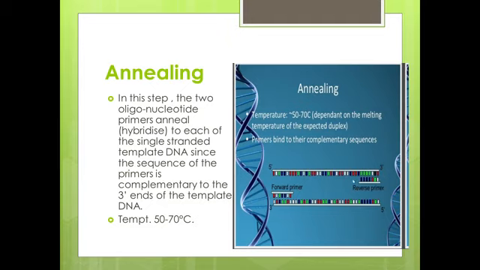Number second step is the annealing. So during annealing, what happens is that the temperature is now lowered. Earlier the temperature of the mixture was raised to 92 to 96 degrees centigrade. Now the temperature is lowered so that the primers, the forward primer and the reverse primer, bind or anneal to each separated strand.